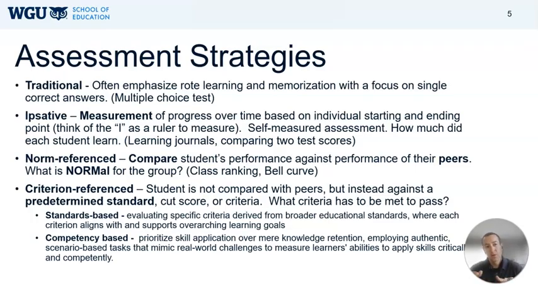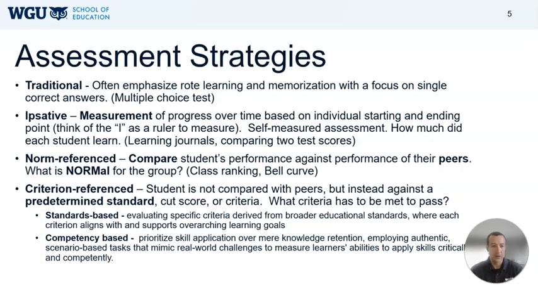We also have ipsative strategies, and when we see ipsative, that's all about a measurement of student learning over time. I always like to think of the I in ipsative as a ruler, and if we were going to use a ruler, we have to have a starting point and an ending point, and what we're after is that distance traveled, if you will. How much has somebody learned? How much have they grown? How much is left to continue to grow?